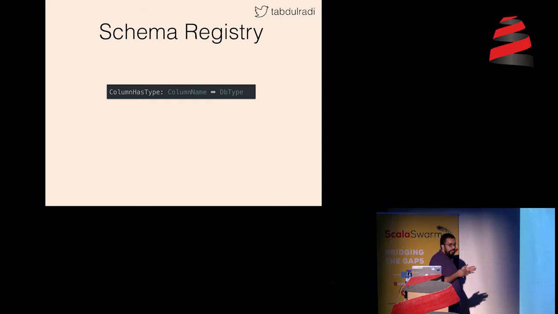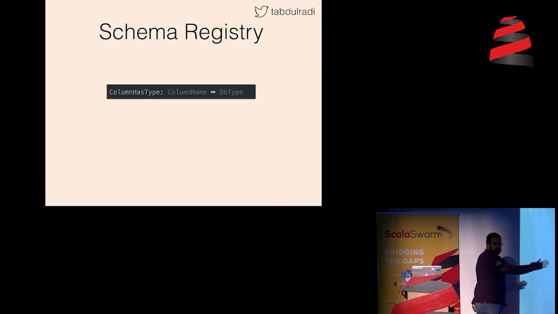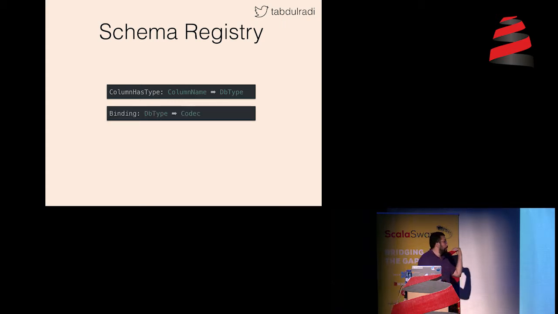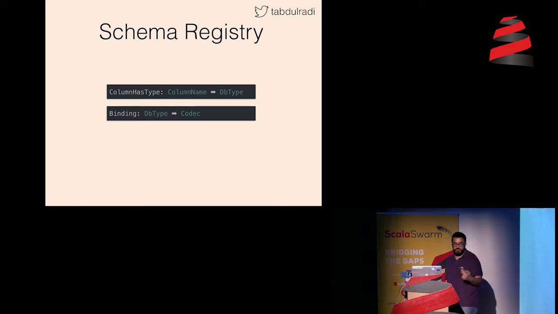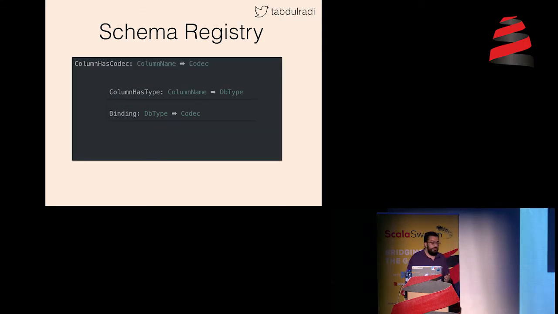Think of it as a type level function, something that maps from something to something on the type level. So we got our mapping from column name to DB type. We already, a couple of slides ago, implemented binding, something that goes from DB type to codec. Now we have two useful type classes. We want to compose them together in something bigger. Let's call it ColumnHasCodec. That should, from column name, give you the codec directly. And this is how to implement it.